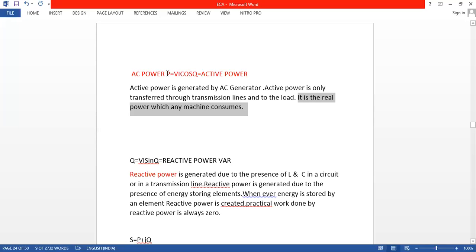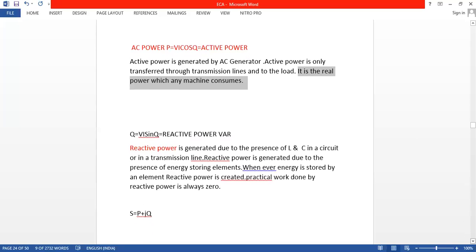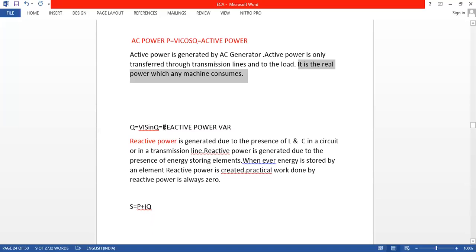So all students, what is the voltage value which we are getting to our house? Anyone tell me? 2 days back we have done. 230 volts. 230 volts we are getting in our switchboards. Now power is active power. It is the real power which any machine consumes. Now you see, we have one more power, which is called reactive. Reactive means it is imaginary. So why is this power created? Now you see, all of you, this last line, you read.